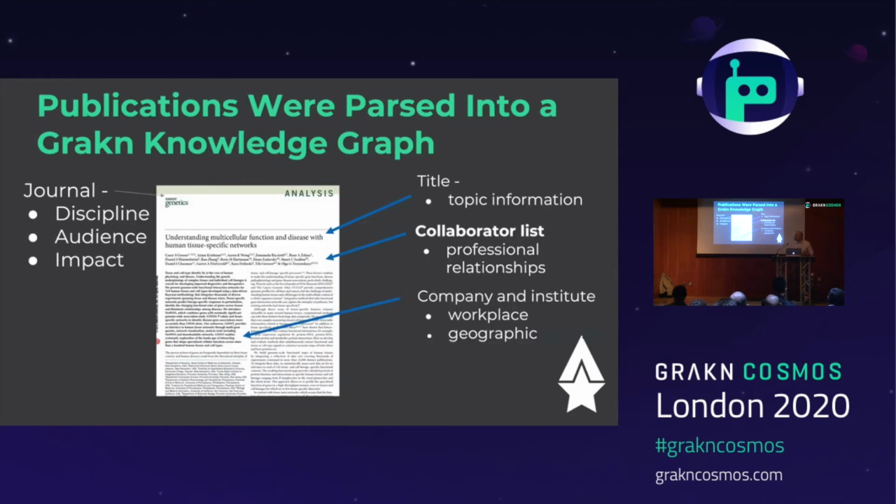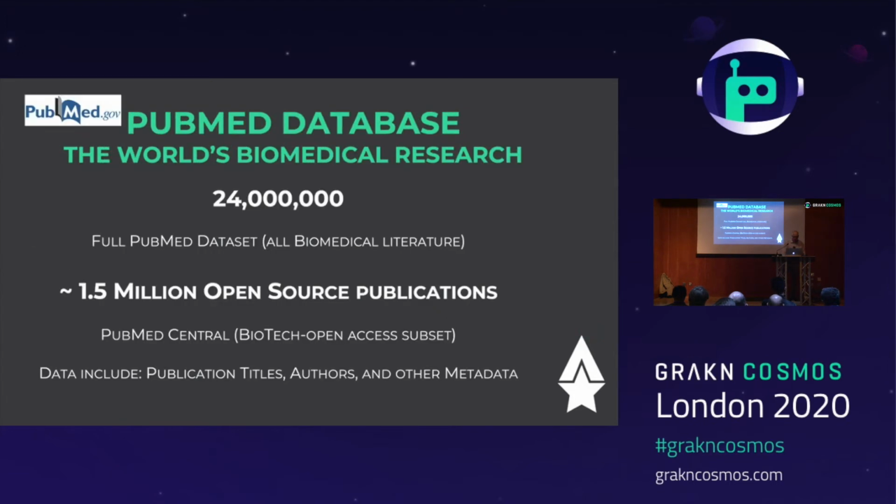So you can look at a paper, and we can break it down into pieces. You've got journal type, journal reputation. The title of the paper is very telling because it's their public declaration about what they're talking about. Collaborator list is what we really dug into. And then company and institute, like workplace, and geographic location. There are a lot of things we can dig into with that, but that's even more blue sky stuff. So we took the PubMed database.